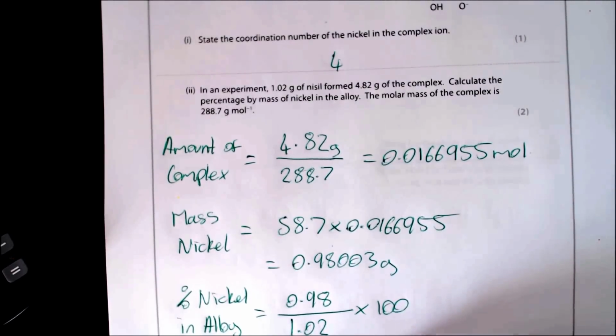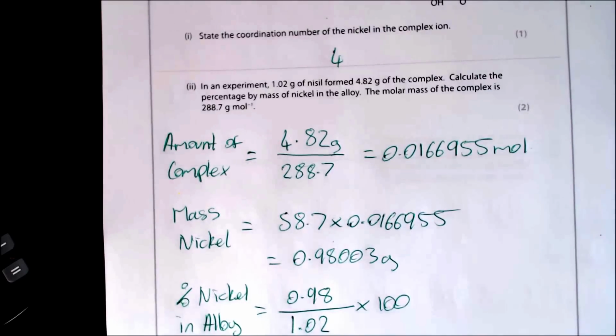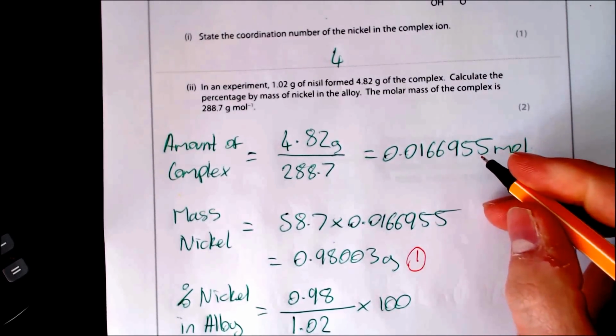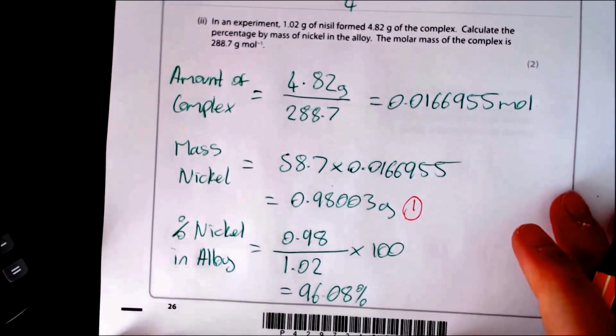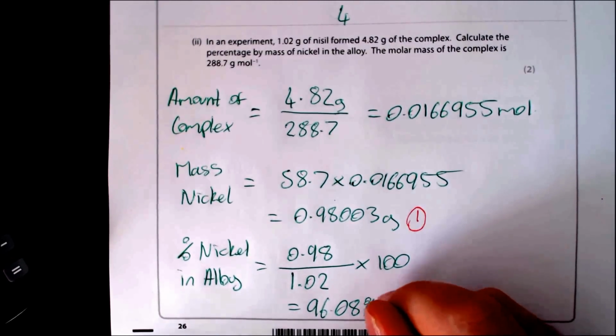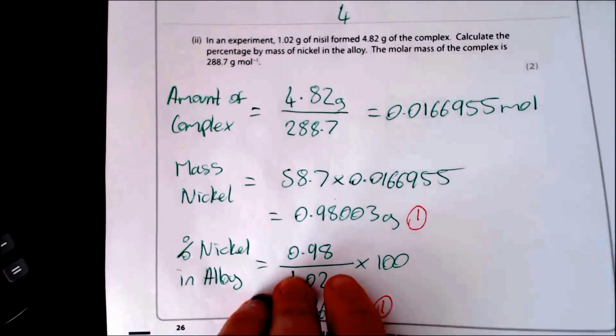And that's obviously in percent. Okay, so marks, 2 marks for this. 1 mark actually for working out the mass of nickel, and to do that, you need to work out the moles. So actually you get 1 mark for that. And then you get 1 mark for obviously your answer, your percentage. So you get 2 marks in total for that bit. Okay, right, that's the next part.